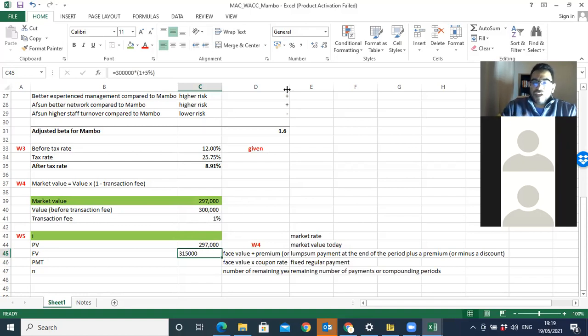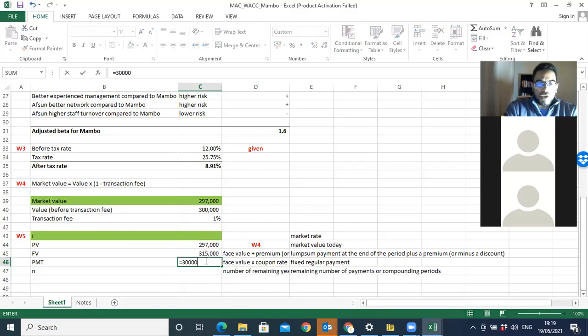If it was a discount, you say 1 minus 5%. Okay. The payment is your face value times the coupon rate. So it is face value 300,000, 123 times the coupon rate, which was 8.5%. So that's my payment. And then N is equal to the number of remaining years. Number of remaining years is 5. Number of payments per year is 1. So therefore it is 5.